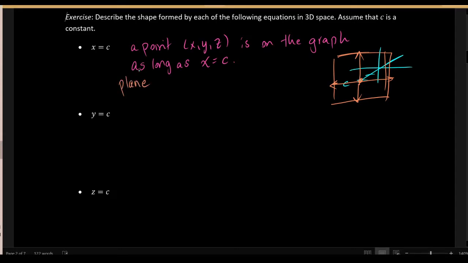We can also see this from the equation itself. One way to think about this equation is as 1 times x minus c plus 0 y's plus 0 z's equals 0, which we can recognize as the equation of a plane containing the point (c, 0, 0) with a normal vector given by (1, 0, 0).